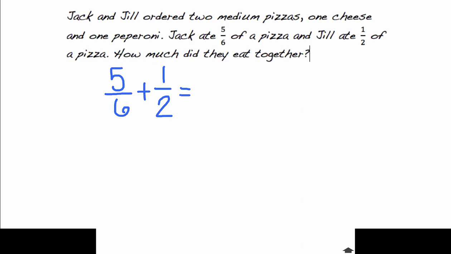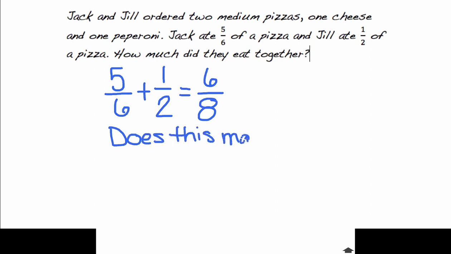Now, a common mistake that students often make is they want to add the fractions straight across. And so they're adding both the numerator and the denominator. What would happen if we do that is we'd have 5 plus 1 is going to give us 6. 6 plus 2 is going to give us 8 for the denominator. We need to ask ourselves the question, does this make sense?